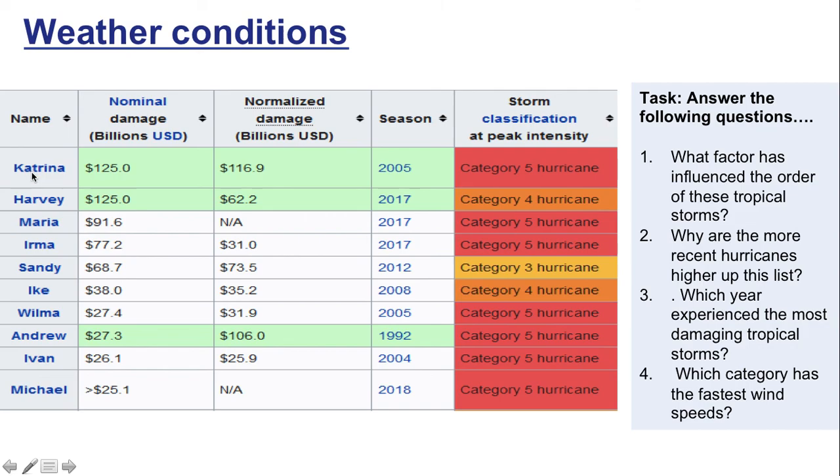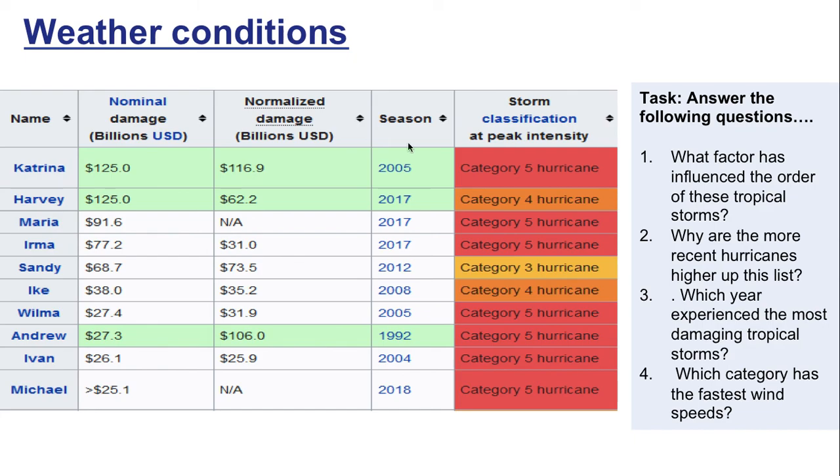Then we've got Katrina, Harvey, and what factor has influenced the order? Why are more recent hurricanes higher up this list? Which year experienced the most damaging tropical storms? Which category has the highest wind speeds? Talking about category, it's over this side, okay? And I think you would already know that category 5, such as Dorian last year, is the highest category that we can have.